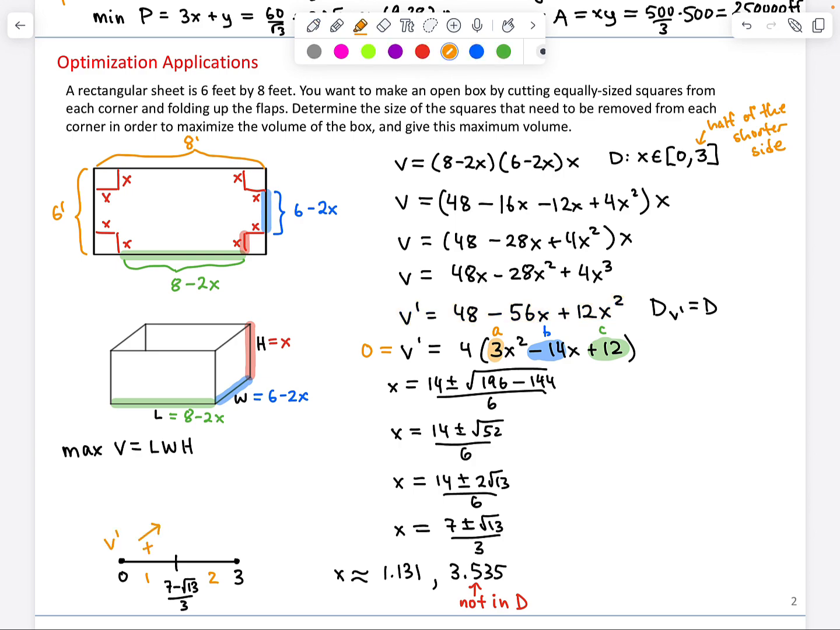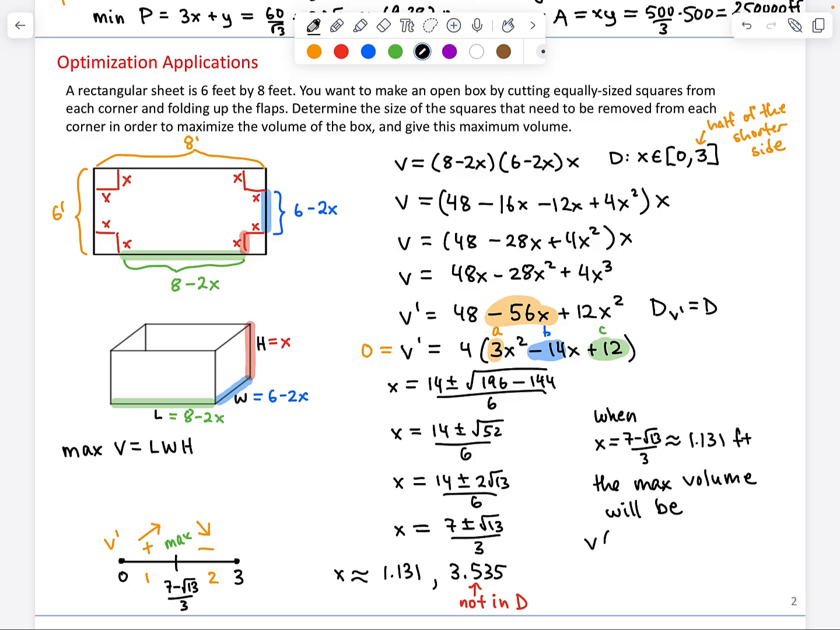Plug 2 into the derivative. 2 squared is 4 times 12 is 48, plus another 48 is 96. But 2 times negative 56 is negative 112. So in the end, v prime will be negative, and we get that volume is decreasing. So we do have a max volume at this critical number. So in summary, when x is 7 minus square root of 13 over 3, which is approximately 1.131 feet, the max volume will be v of this number, which we'll use technology to calculate.